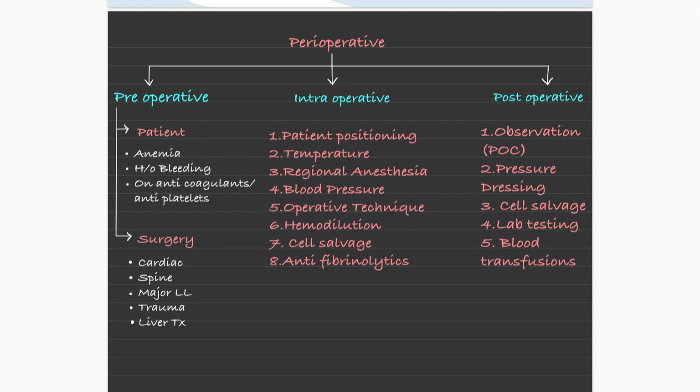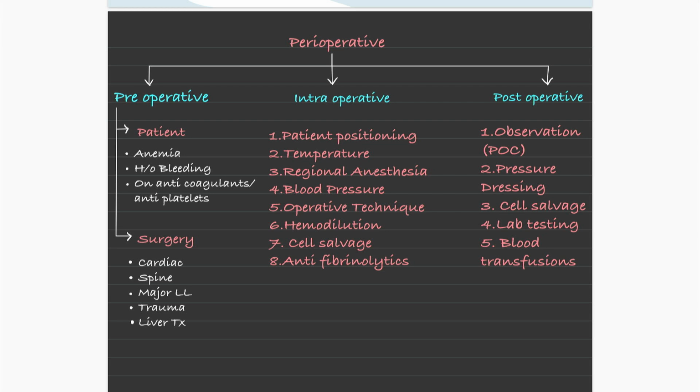Patient factors are such as patient having preoperative anemia, patient having any history of bleeding such as GI bleeding or gynecological bleeding, patient is on any blood thinners, on any anticoagulant or antiplatelet drugs. Surgical factors are patient is undergoing some major surgery such as cardiac, spine, major lower limb surgery, multiple trauma, or patient is undergoing liver transplant. It also depends on the experience of the surgeon.